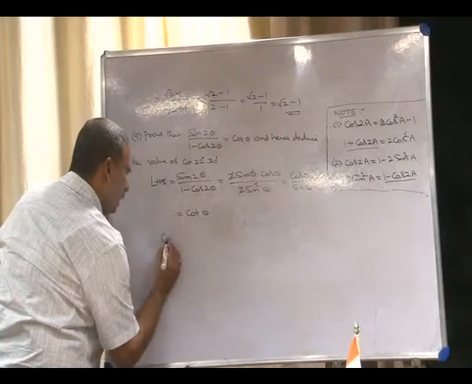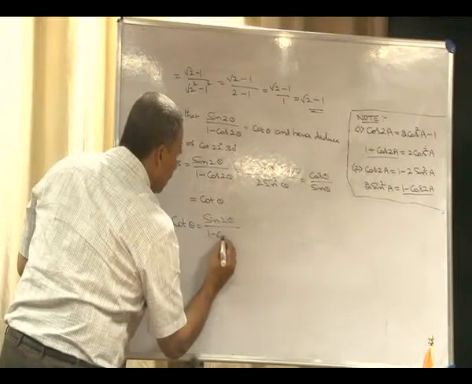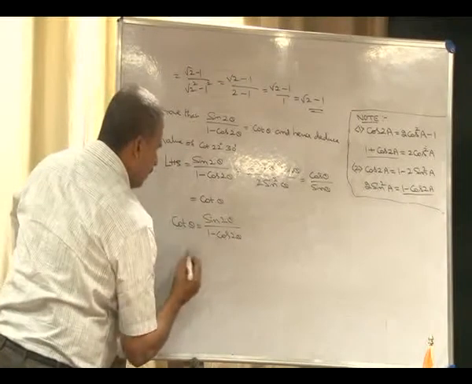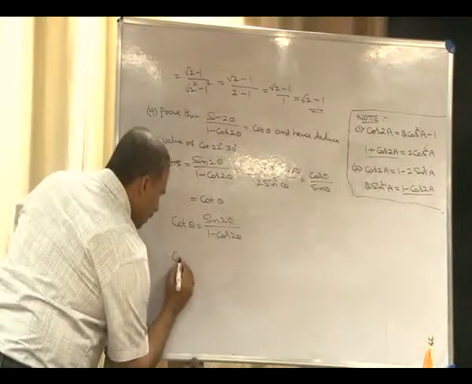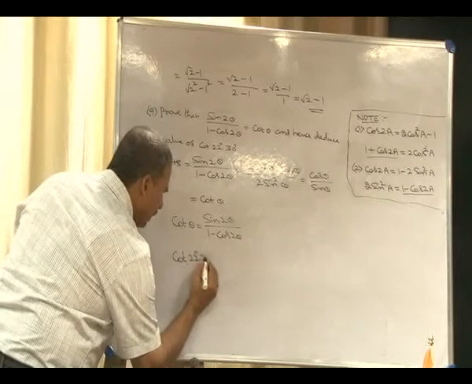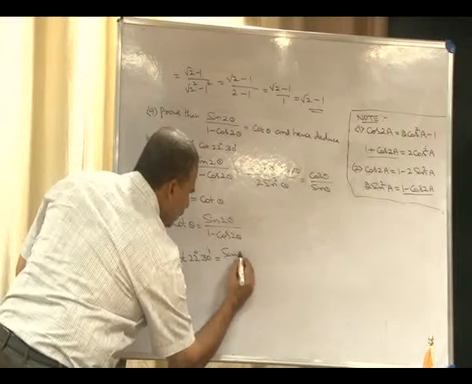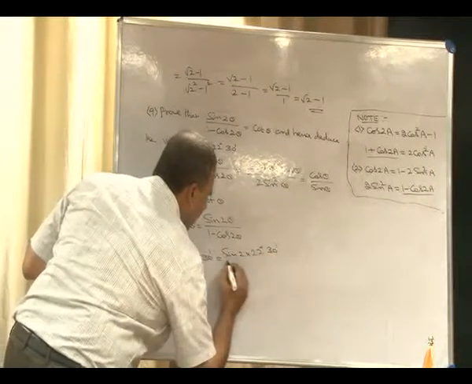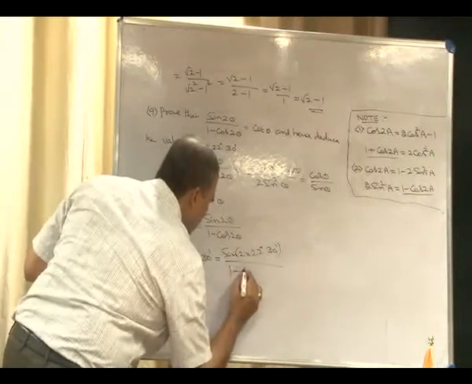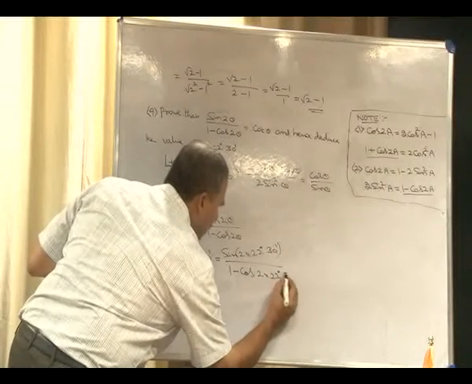Here cot theta is sin 2 theta by 1 minus cos 2 theta. This one is proved. Now by using this, find the value of cot 22 degree 30 minutes. In place of theta there is 22 degree 30 minutes. On the right hand side, substitute theta as 22 degree 30 minutes: sin of 2 into 22 degree 30 minutes by 1 minus cos of 2 into 22 degree 30 minutes.